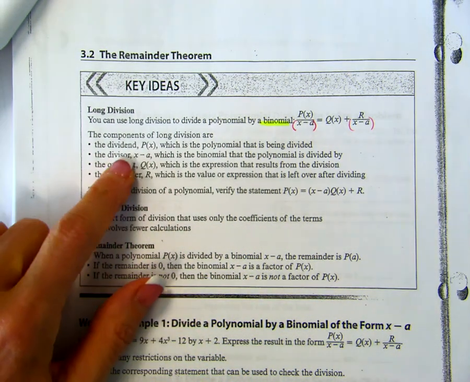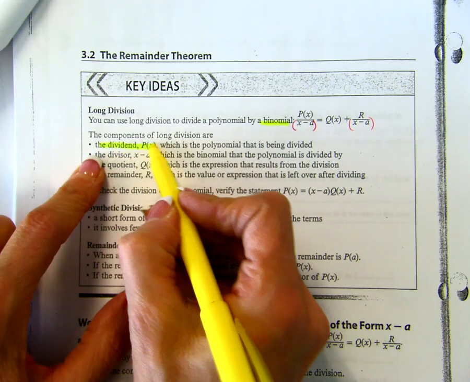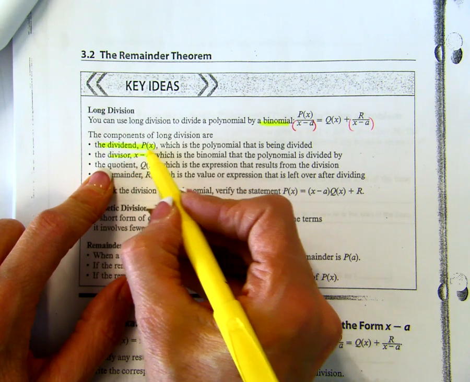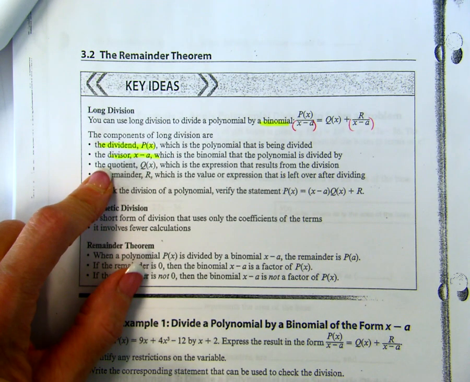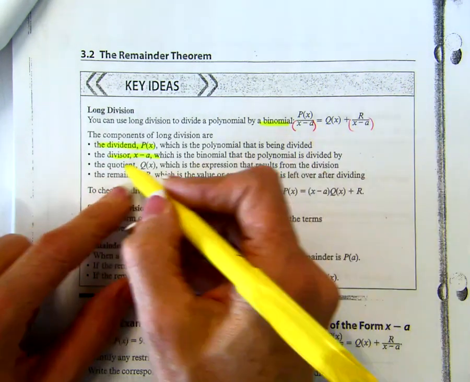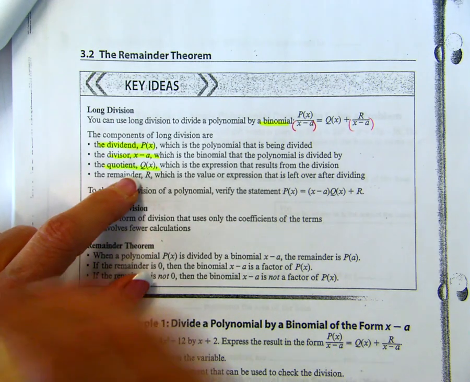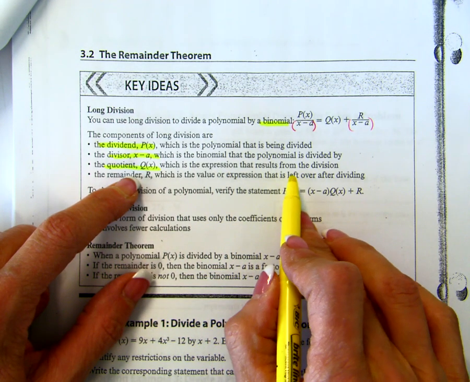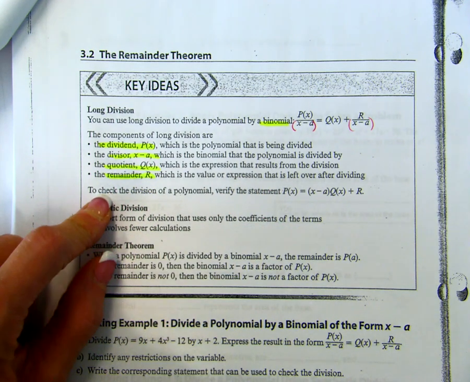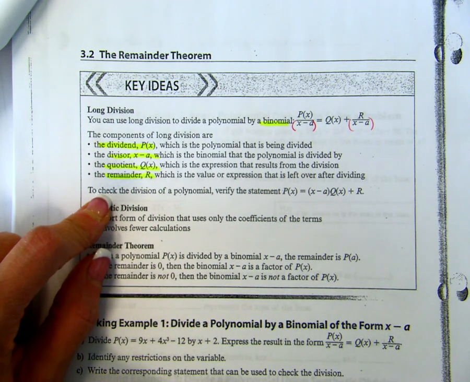So the components of long division are this. The dividend is your polynomial that you're dividing. The x minus a is your divisor, which is the binomial that the polynomial is being divided by. The quotient, it's like your answer, which is the expression that results from the division, and the remainder r, the value that's left over after dividing.